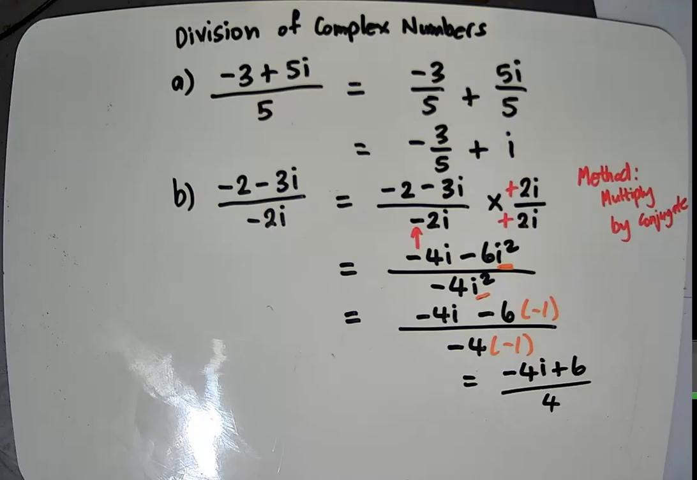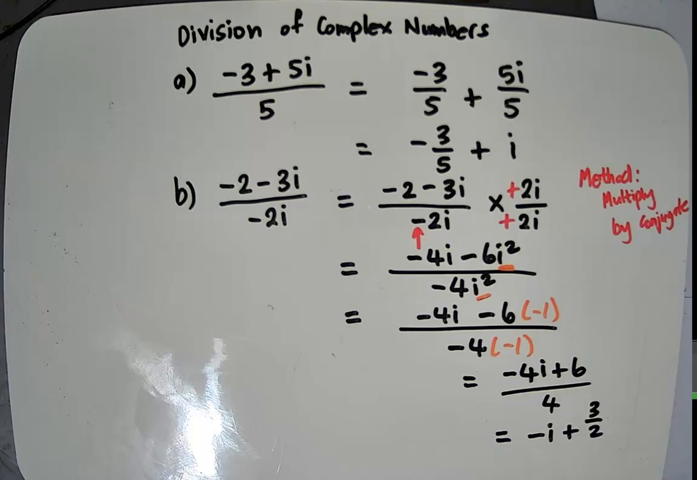So now we can split it. Okay, if we split it, we're going to get negative i for the first part, and the second part we're going to get 6 over 4, which is the same as 3 over 2. Now we have to write it in the proper notation, where the real number is first and the i is after. So it'll be 3 over 2 minus i.